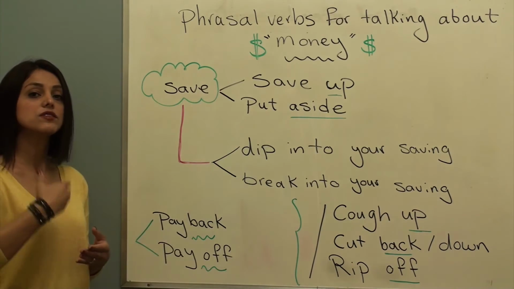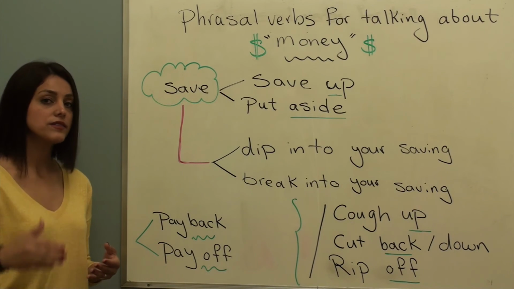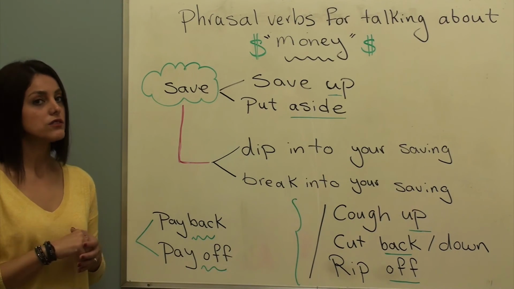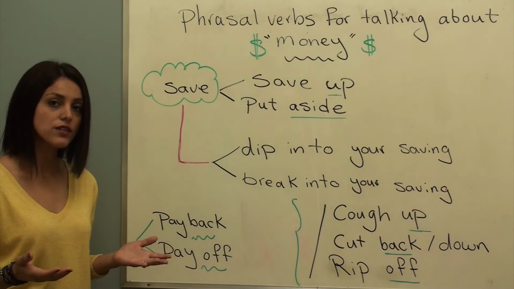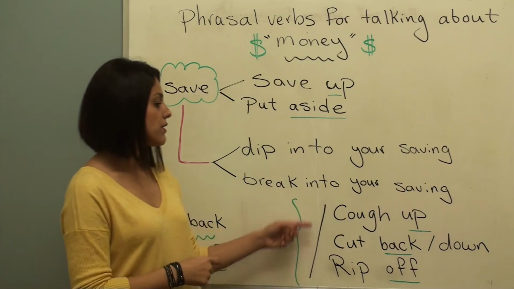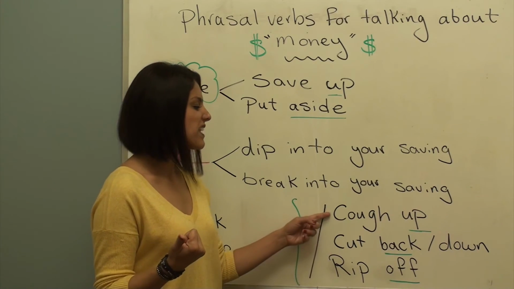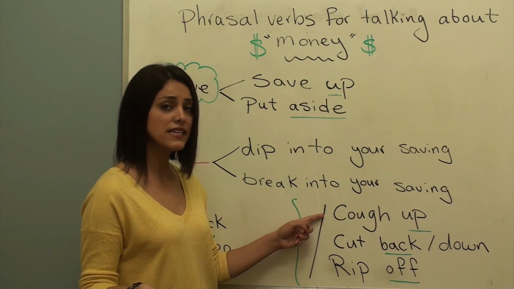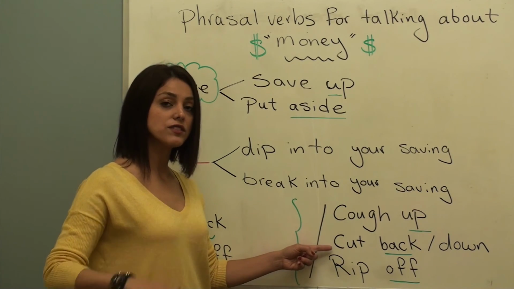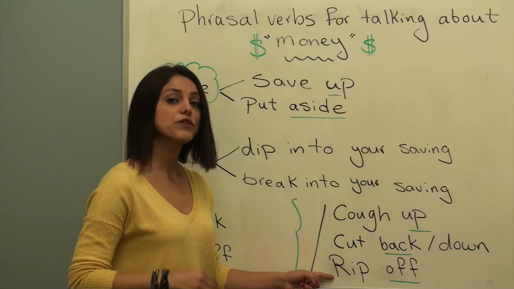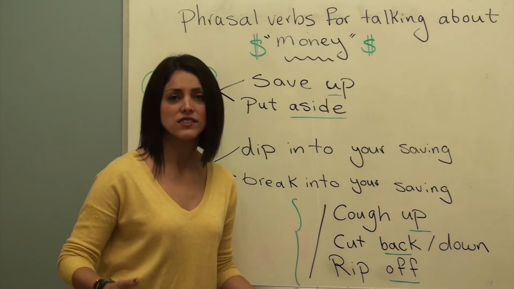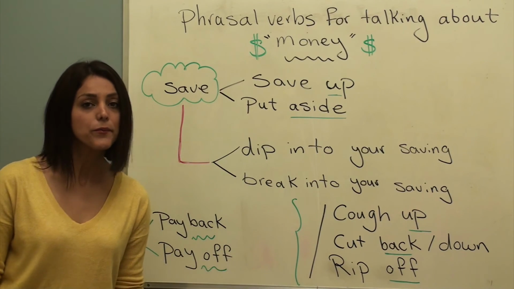Pay back and pay off are both for returning the money. Pay back means slowly, step by step. But pay off means when you finish all your debt and you're debt free. So you pay off your whole loan. Cough up means spending money reluctantly. You don't like it. Cut back means you have to stop spending. And rip off is when you're spending so much money on something that is not worth it.